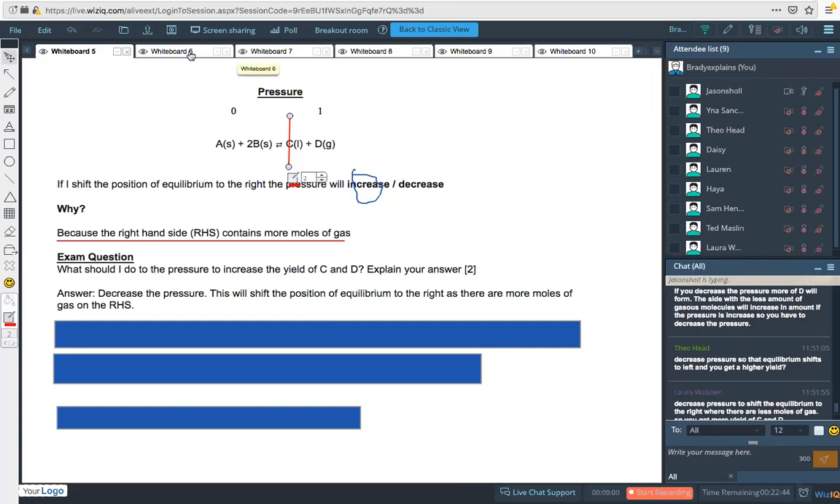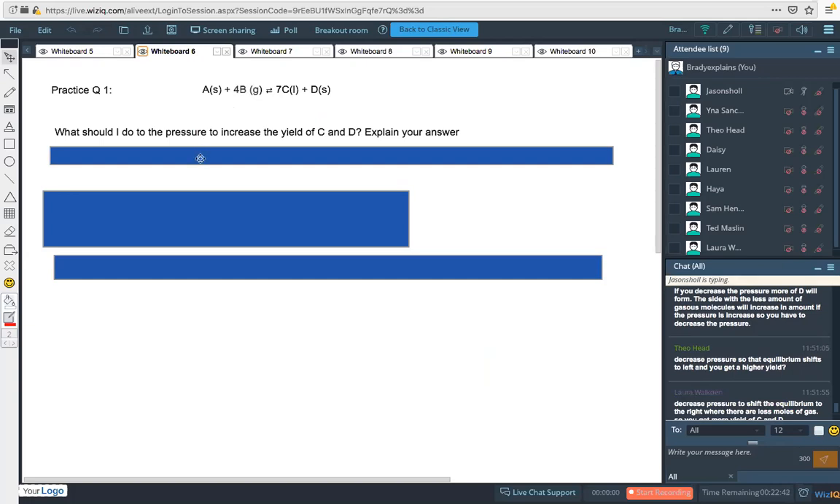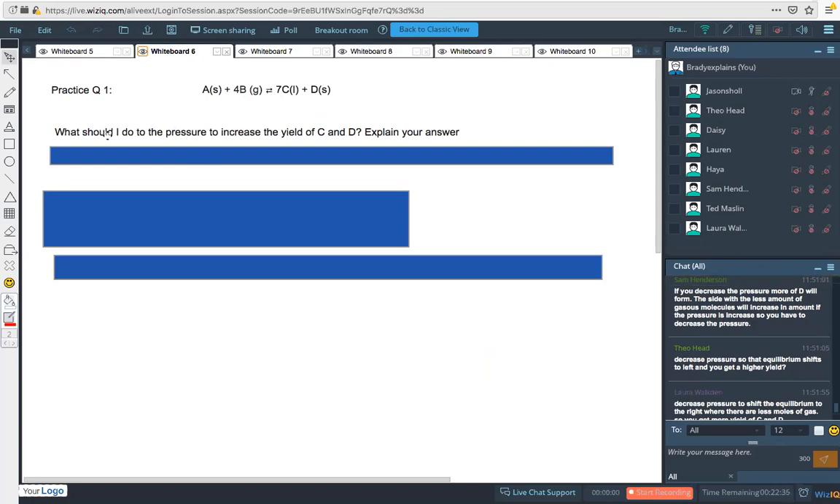Nice. Let's try 2 more practice questions with that then. So here's practice question 1. Again, remember, it's only the moles of gas we care about. What should we do to the pressure to increase the yield of C and D? Explain your answer.